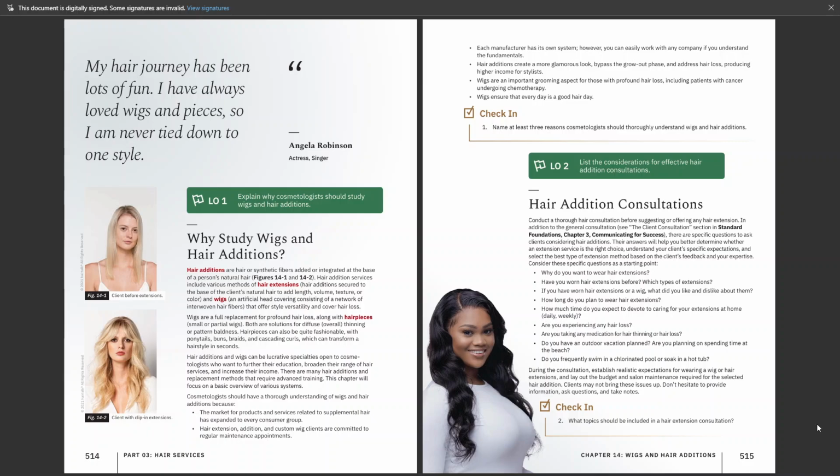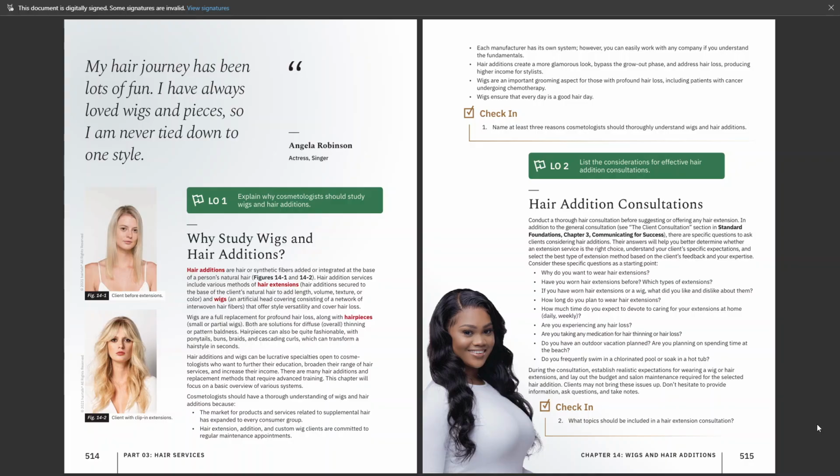Why do you want to wear hair extensions? Have you worn hair extensions before? Which types of extensions? Have you worn hair extensions or a wig? What did you like and dislike about them? How long do you plan to wear hair extensions? How much time do you expect to devote to caring for your extensions at home, daily and weekly?